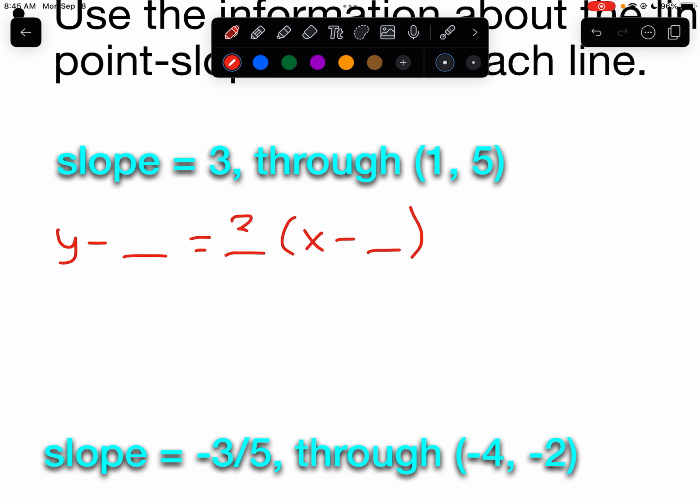Well, our slope is 3, that goes here. The x-coordinate of our point that the line passes through is 1. The y-coordinate of the point that the line passes through is 5. There you have it, y minus 5 equals 3 times x minus 1.